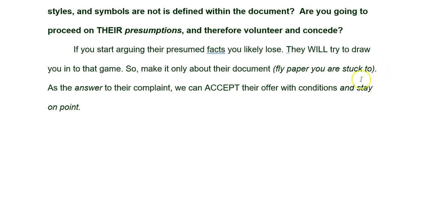They will try to draw you in when you bring this up. They're going to try to bring you back to their common way of doing business. You simply have to say, well, I'm happy to do that, but first we have to deal with this document, and I call it the fly paper that you're stuck to. Your answer to their complaint can simply be, we accept your offer with conditions, and then you need to stay on point.